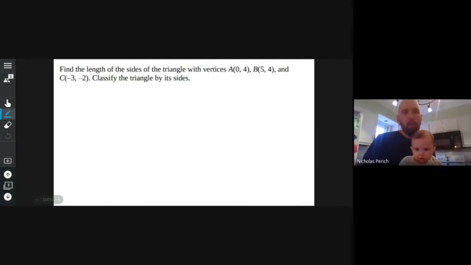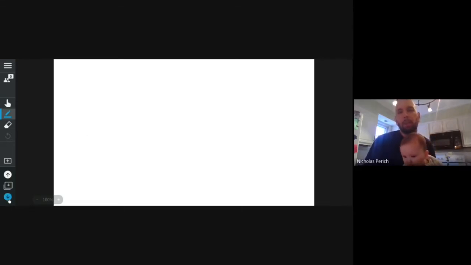All right. Find the length of the sides of the triangle with, we're going to skip that one. You won't see that one on the test.